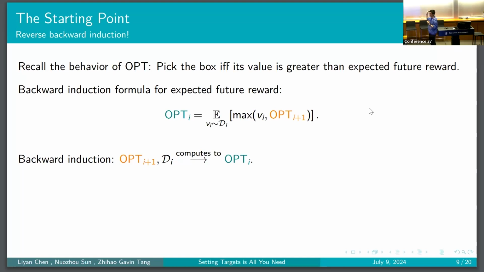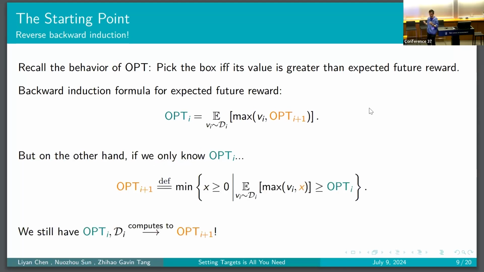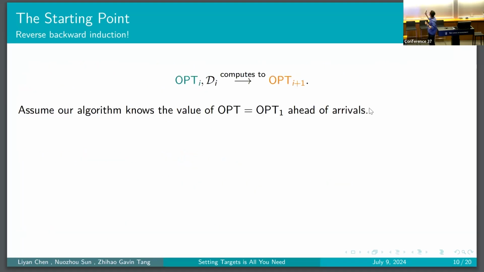And this formula basically says that the optimal algorithm will pick the maximum between the exact value and the expected future reward. This backward induction shows that if we have opt-i+1 and Bi, then we can compute opt-i. And an important observation is that this formula is invertible, which means if we have opt-i and Bi, it's possible for us to compute opt-i+1. And this observation enables us to design an algorithm in this way.